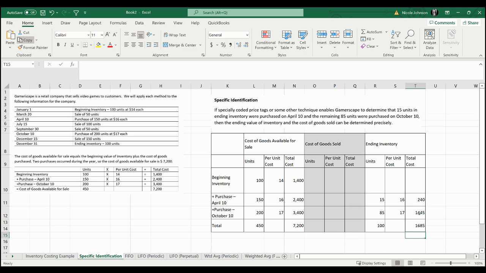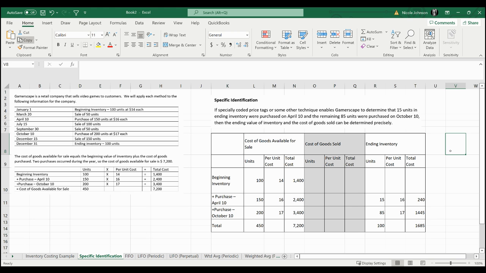Now there's two things we can do. We can determine the cost of goods sold going through each of these sections: the beginning inventory, the purchases, to get to the total, the 350 units that were sold. Or we can do some simple subtraction. So let's do the simple subtraction and then we'll look at the bigger picture with the cost of goods sold.